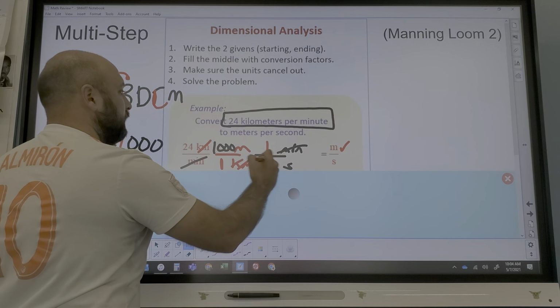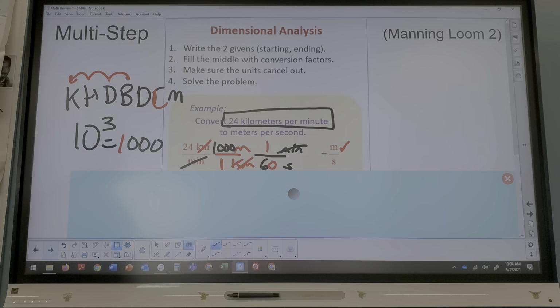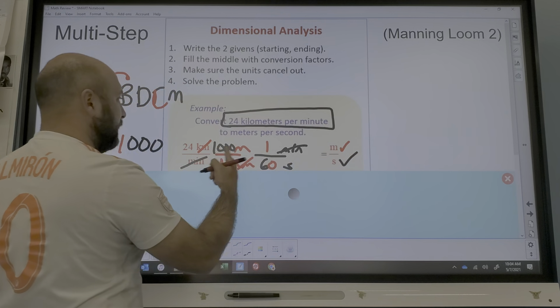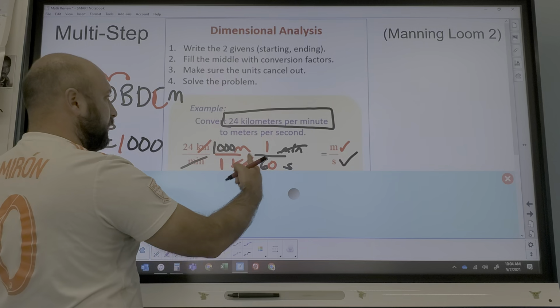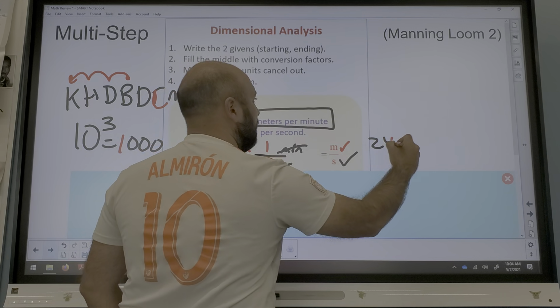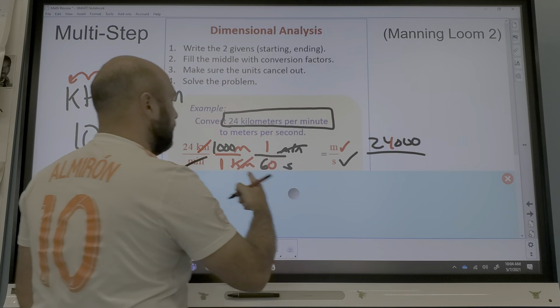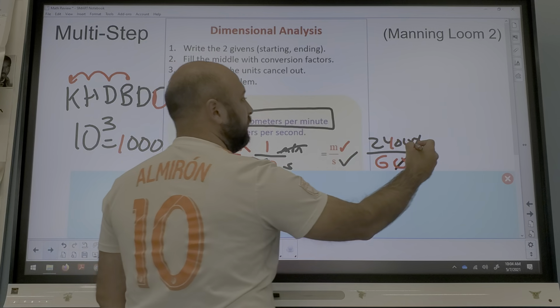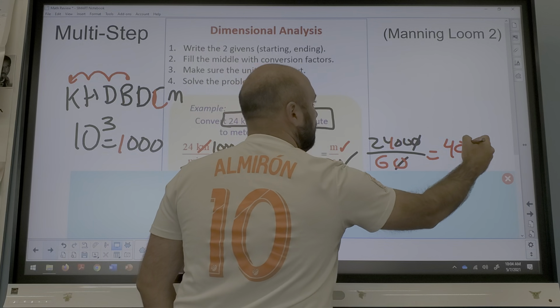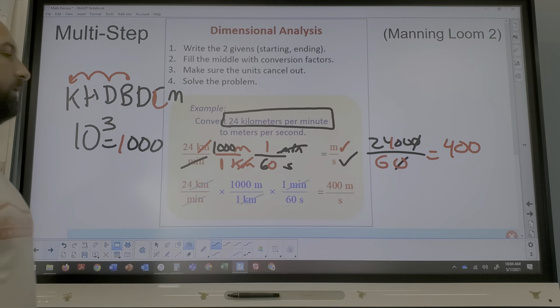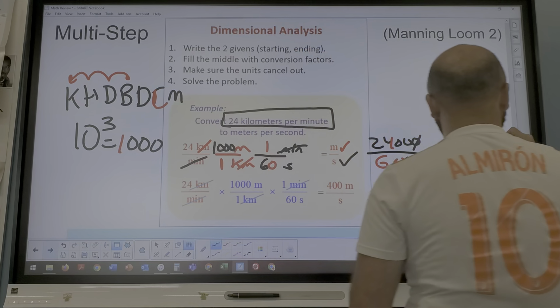And that's 60, okay? So now it's simply a matter of doing the math, multiplying across, because now I've got my minutes and my seconds, and these are now gone. Okay, so multiply across gives us 24,000 divided by 60. And if we do our math work right, 400. Let's see if that's right. It is indeed. And you'll notice I'd get this wrong because I did not put my meters per second.